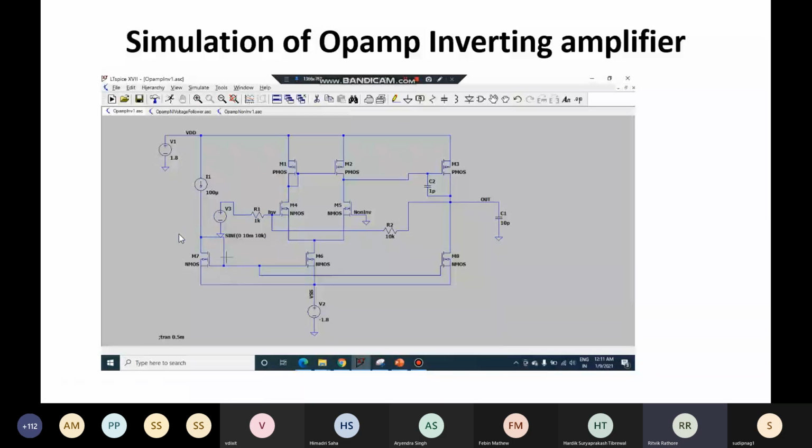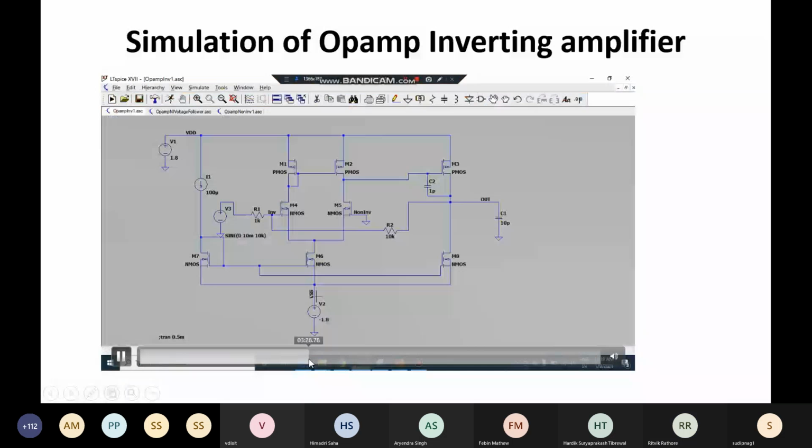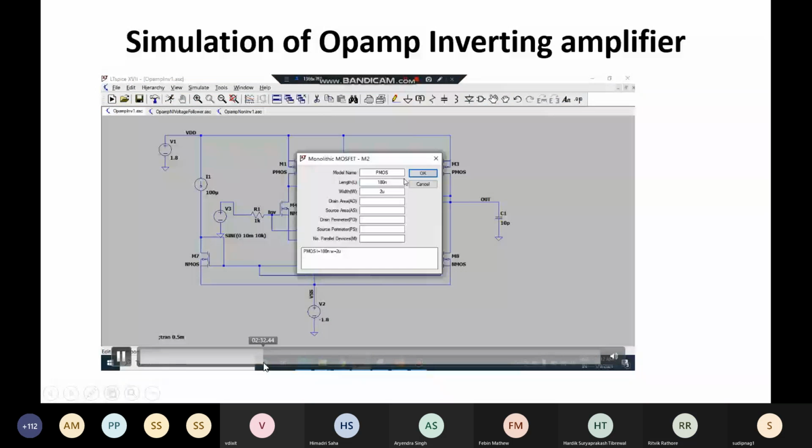Using the MOS current equation in the saturation region, we can obtain W for this transistor because the length is already known. VGS I'm selecting around 0.67 volt, the current we already know, and of course mu and Cox we also know. So we can obtain the W of this transistor. The W I have selected for this transistor is 4 micrometer. So W for this transistor is selected to be 4 micrometer.